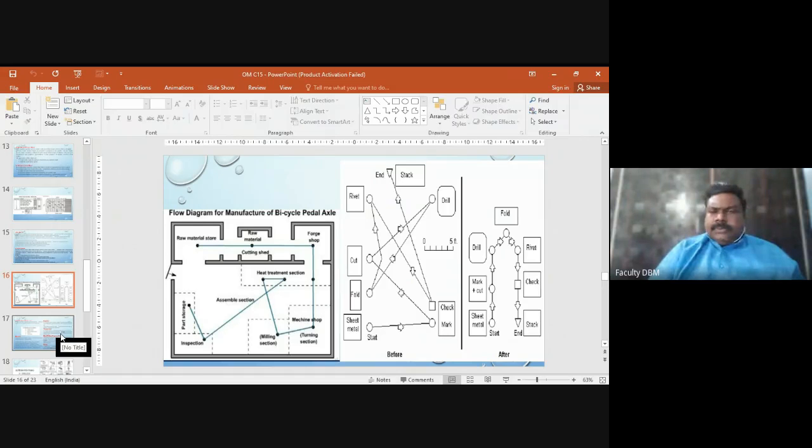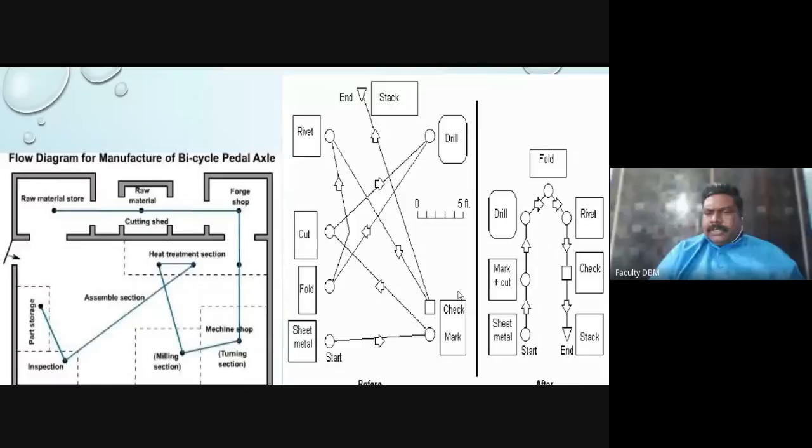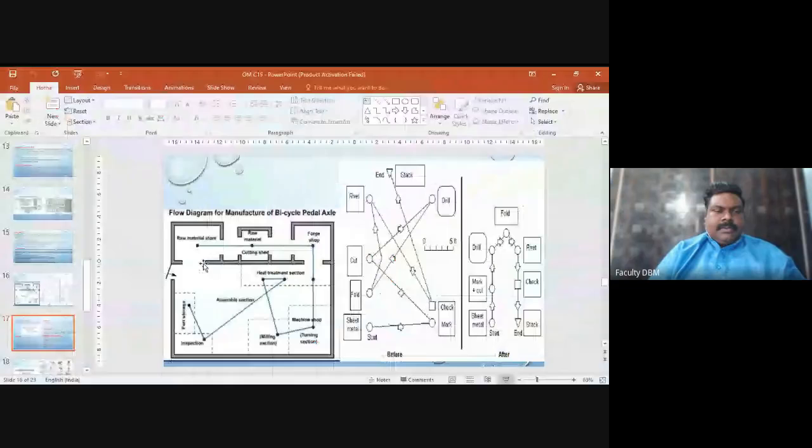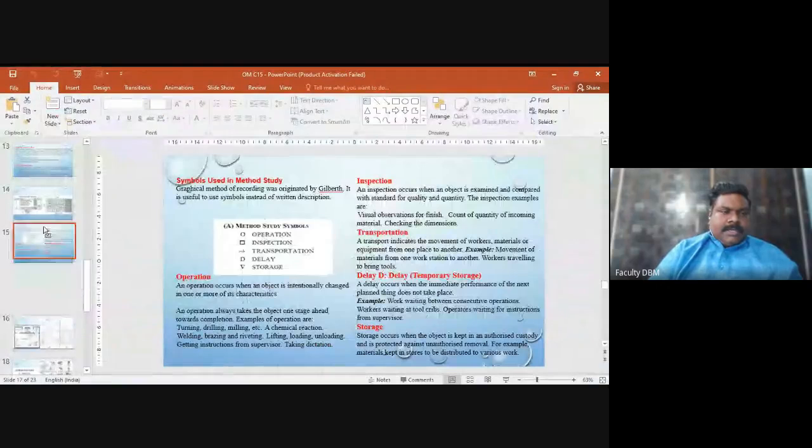Now we'll see the next one. Symbols used in method study. Actually, this slide came down. I have shown these diagrams. The circle means operation. This square means inspection. Transportation is an arrow. D means delay. This is storage. We have seen here. Actually, this slide should be at the start.